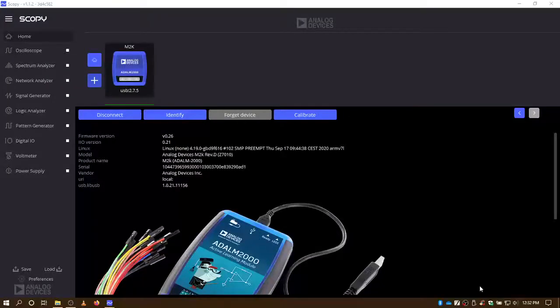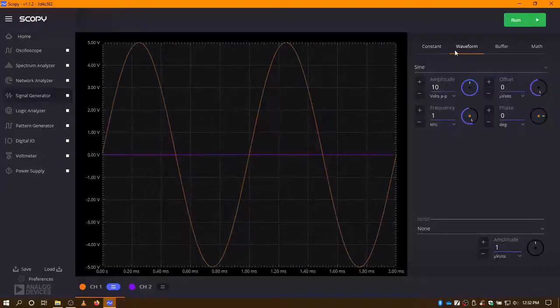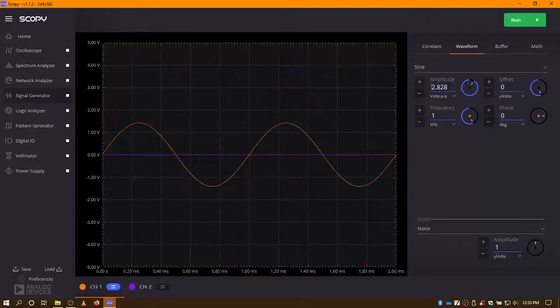Okay, now that we have the m2k signal generator wired to the oscilloscope, let's use the signal generator to generate a standard signal, let's say a sine wave. I'm going to set that for 2.828 volts peak to peak. And when you keyboard enter a number, you must hit the enter key for it to be locked in. The next thing I want to do is adjust the frequency. For our case, I want to set it to a frequency of 10 kilohertz.